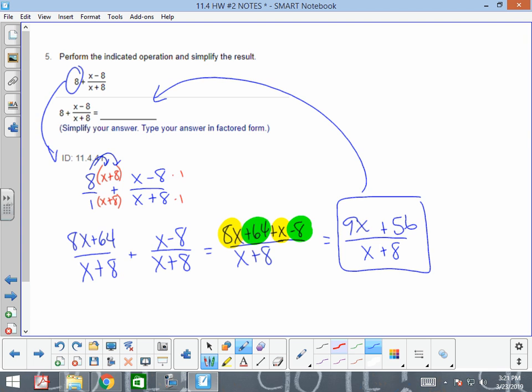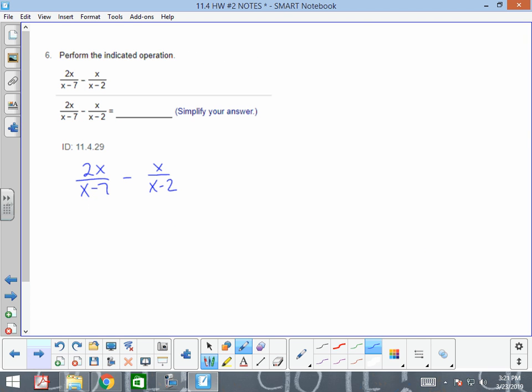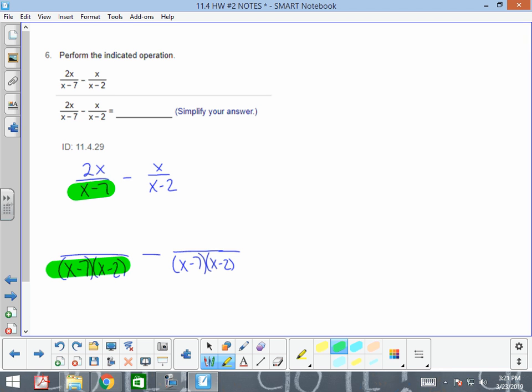All right. Number 6. This time, both denominators are binomials, but they can't factor anymore. So the LCD is both binomials, x minus 7 times x minus 2. Now, do notice we have a minus sign. I'm going to deal with that minus sign after I get my new fractions with my LCD. So what am I going to multiply x minus 7 by to get x minus 7 times x minus 2? x minus 2.